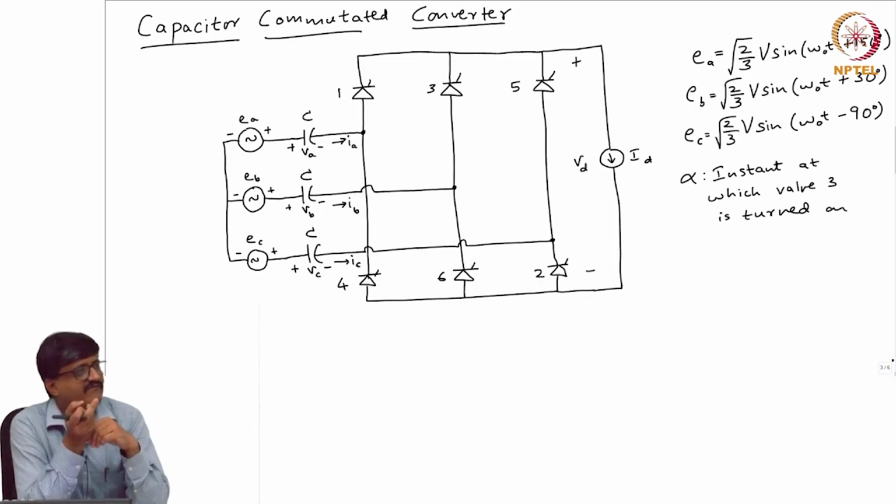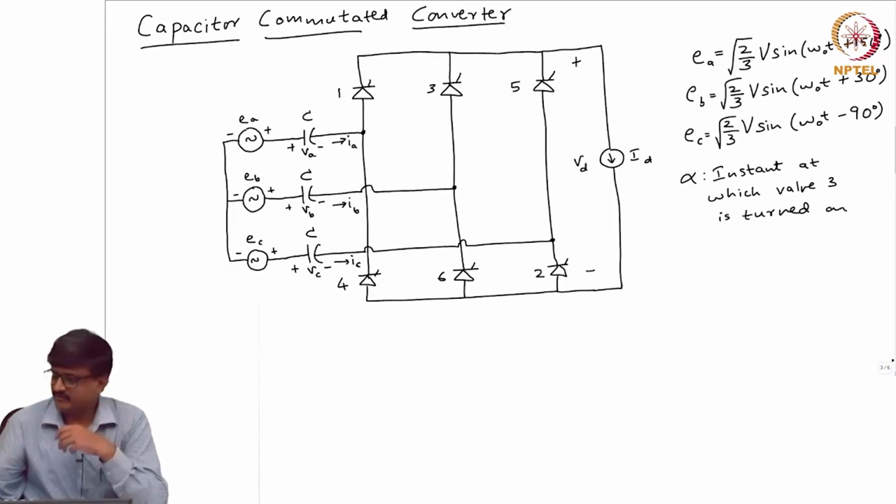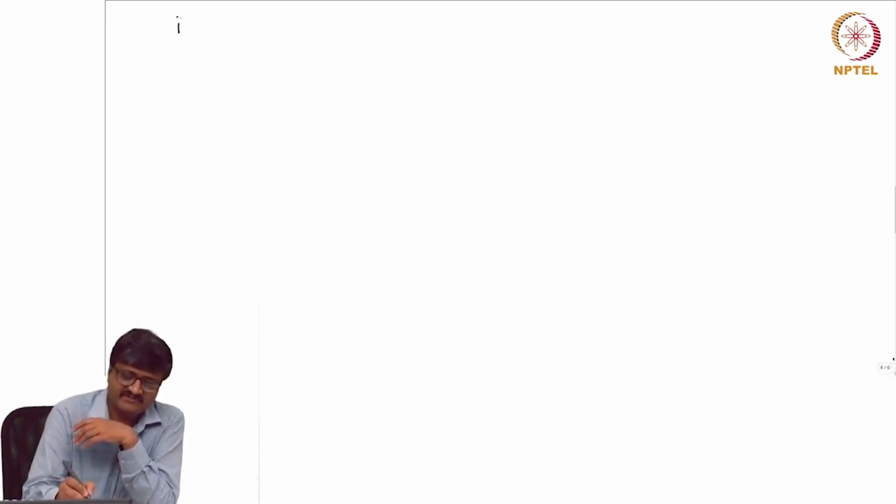What are the possible values of IA, IB or IC? It is ID or minus ID or 0. Suppose I take the waveform of IB. Let me plot IB first. From IB I can get the other waveforms.